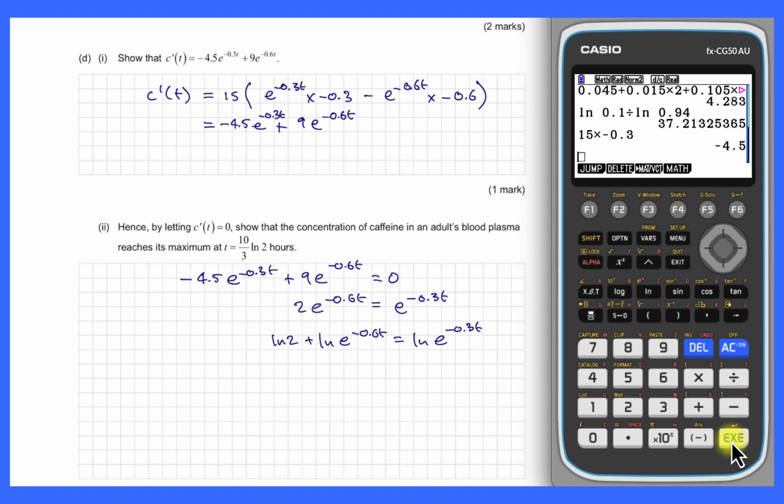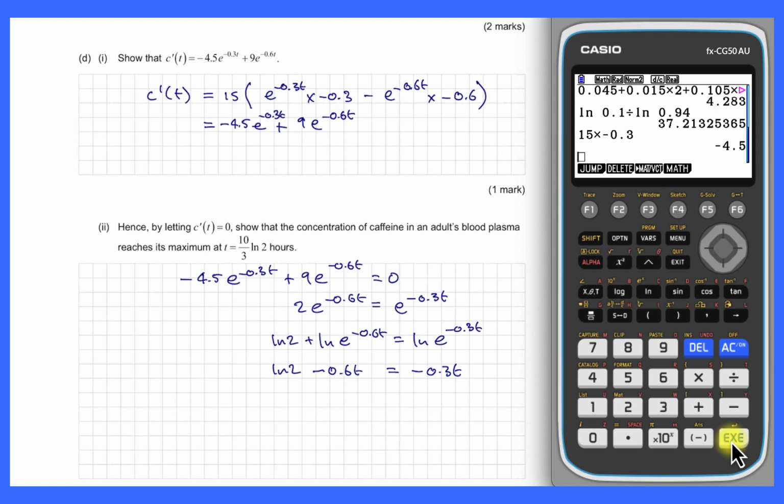Those two terms, ln 2 is going to stay as it is, but the natural log of e to the a is a, so that first term is just minus 0.6t, and the term on the right hand side is minus 0.3t for the same reason. Ln e to the a equals a. And now I'm pretty close.